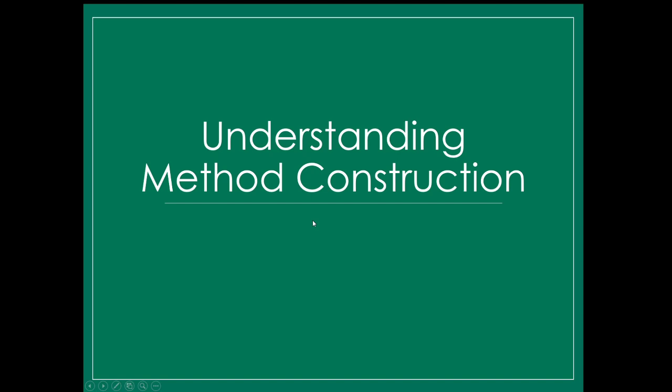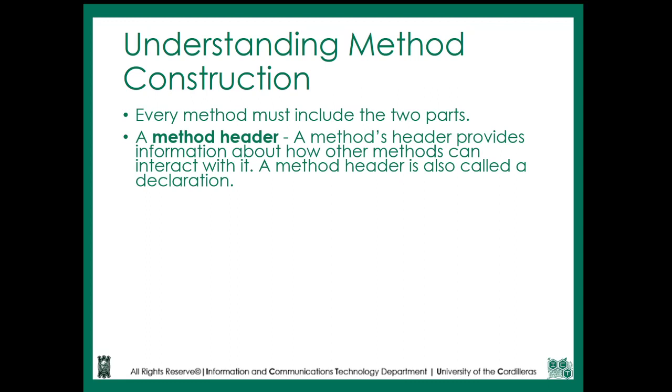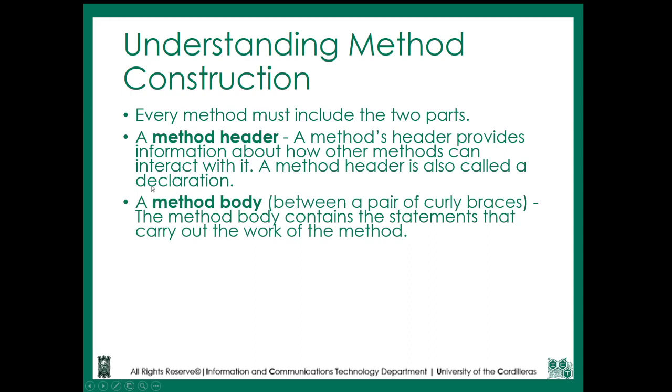So we have to have an understanding of what we call method construction. It must include two different parts. First of all, the header. It provides the information on how other methods can interact with it. So it's what we call the declaration. So we have the header and we have what we call the body. The method body, on the other hand, is simply those statements inside the curly braces. It contains those different statements that can actually contain the algorithms that we will be placing. Okay, so it's called implementation. So the header is what we call declaration, the body is what we call implementation.